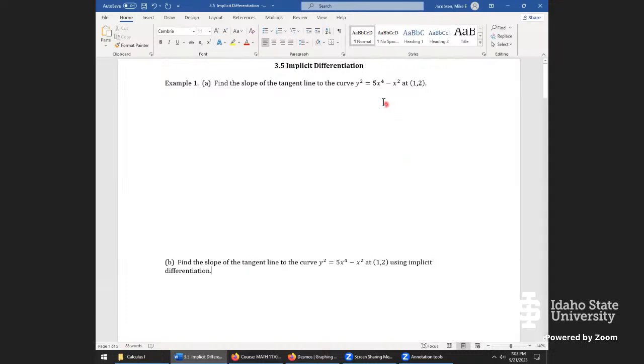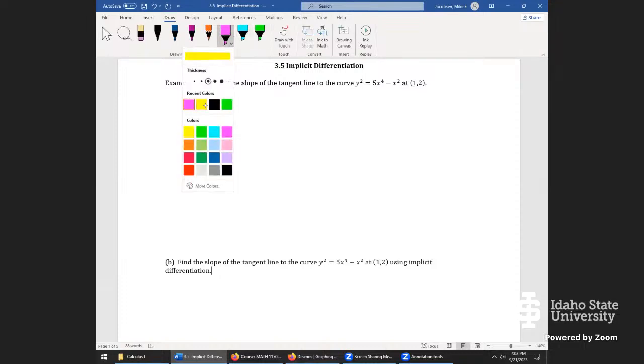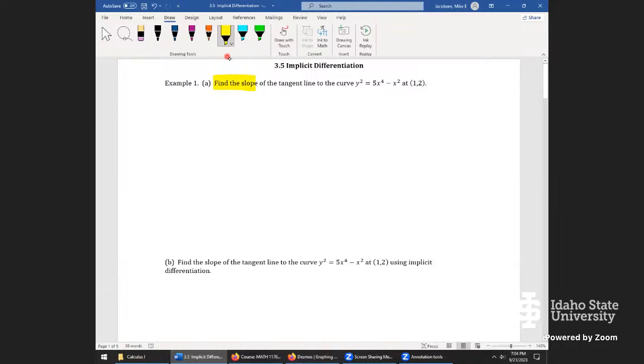So let's start off. Here's our function. y squared equals 5x to the power 4 minus x squared. And we want just the slope of the tangent line at 1, 2. Watch out for these instructions, basically, or especially on an exam. If it says just find the slope, that means your answer is m, whatever it turns out to be. You don't actually need the tangent line equation, so you could stop sooner on this one.